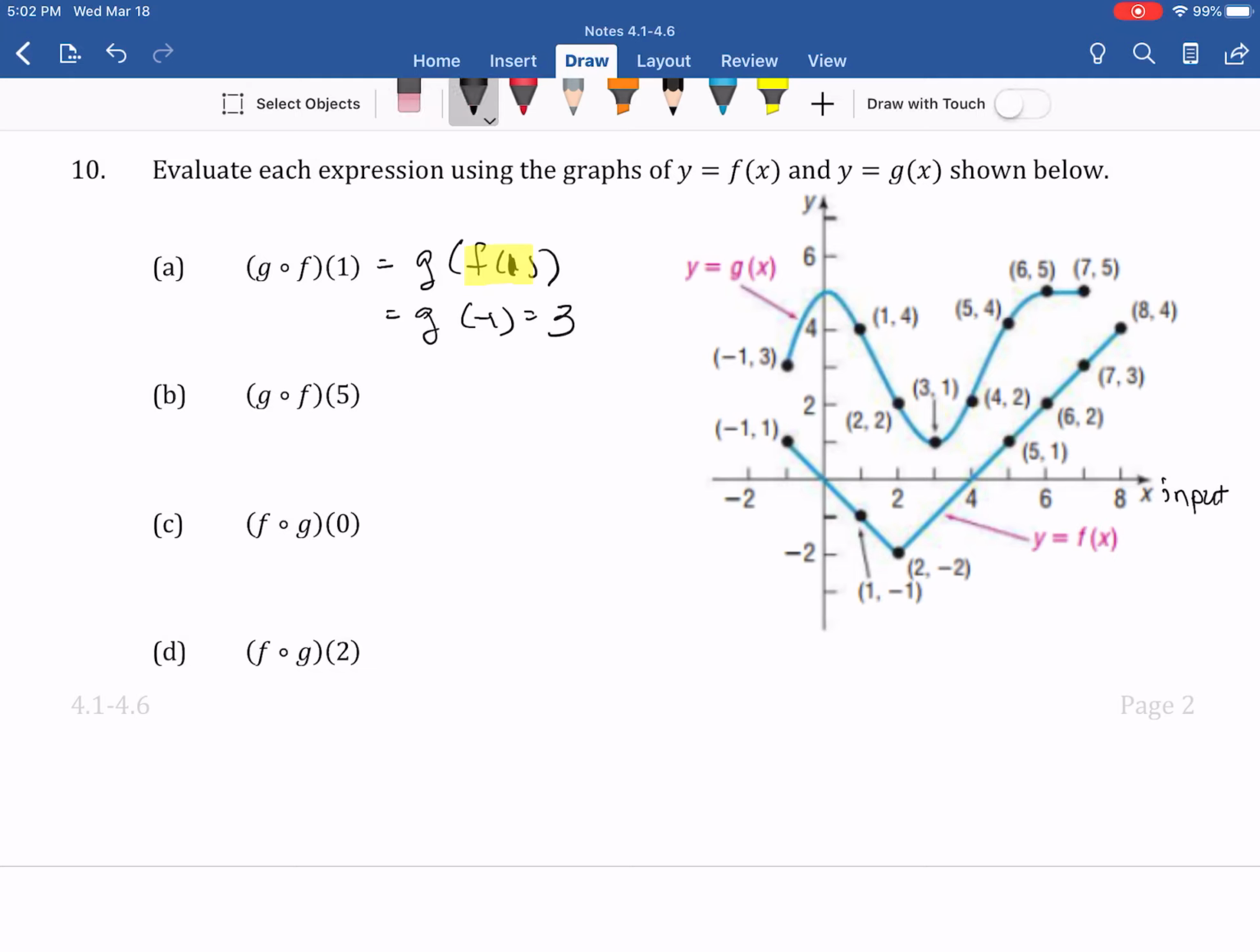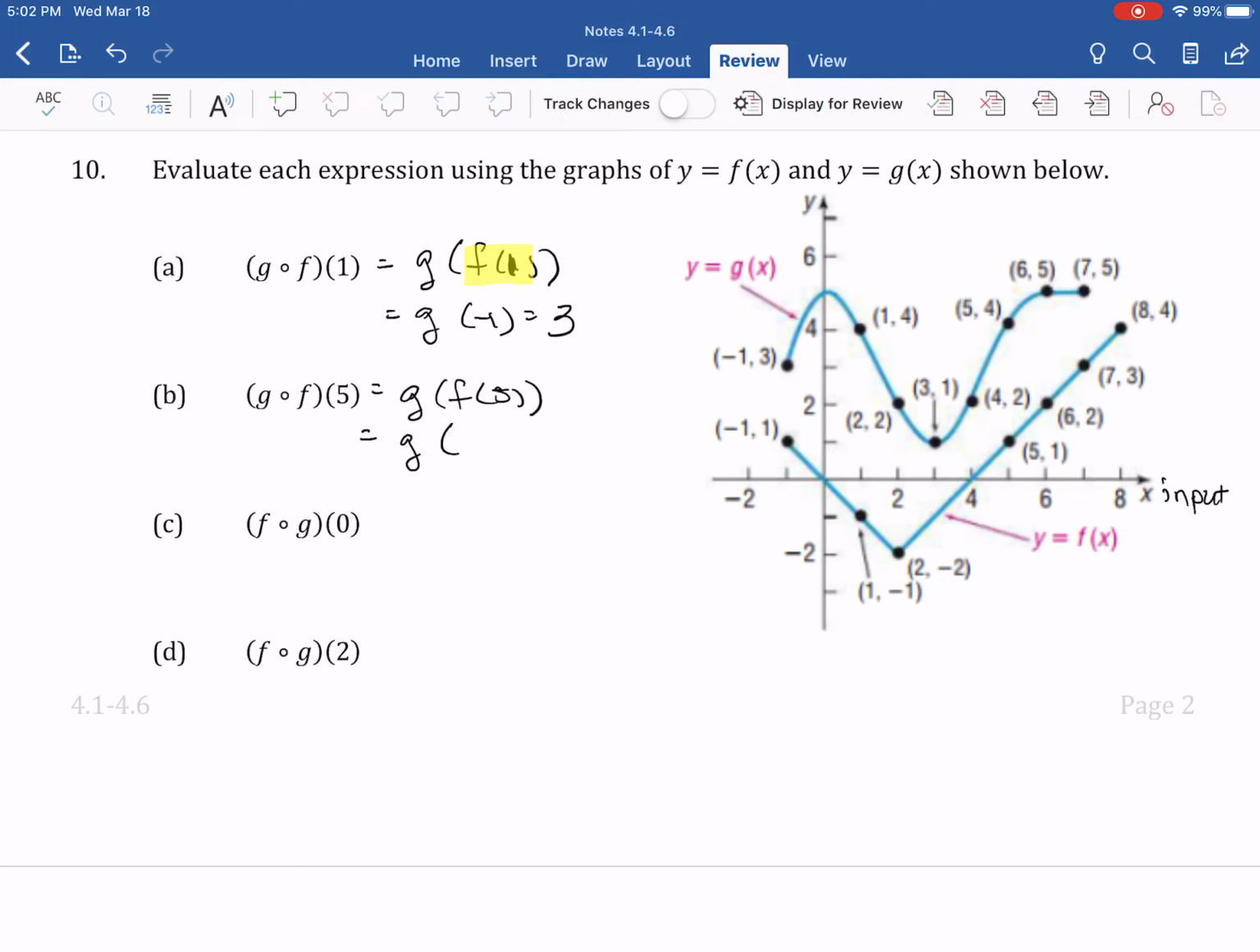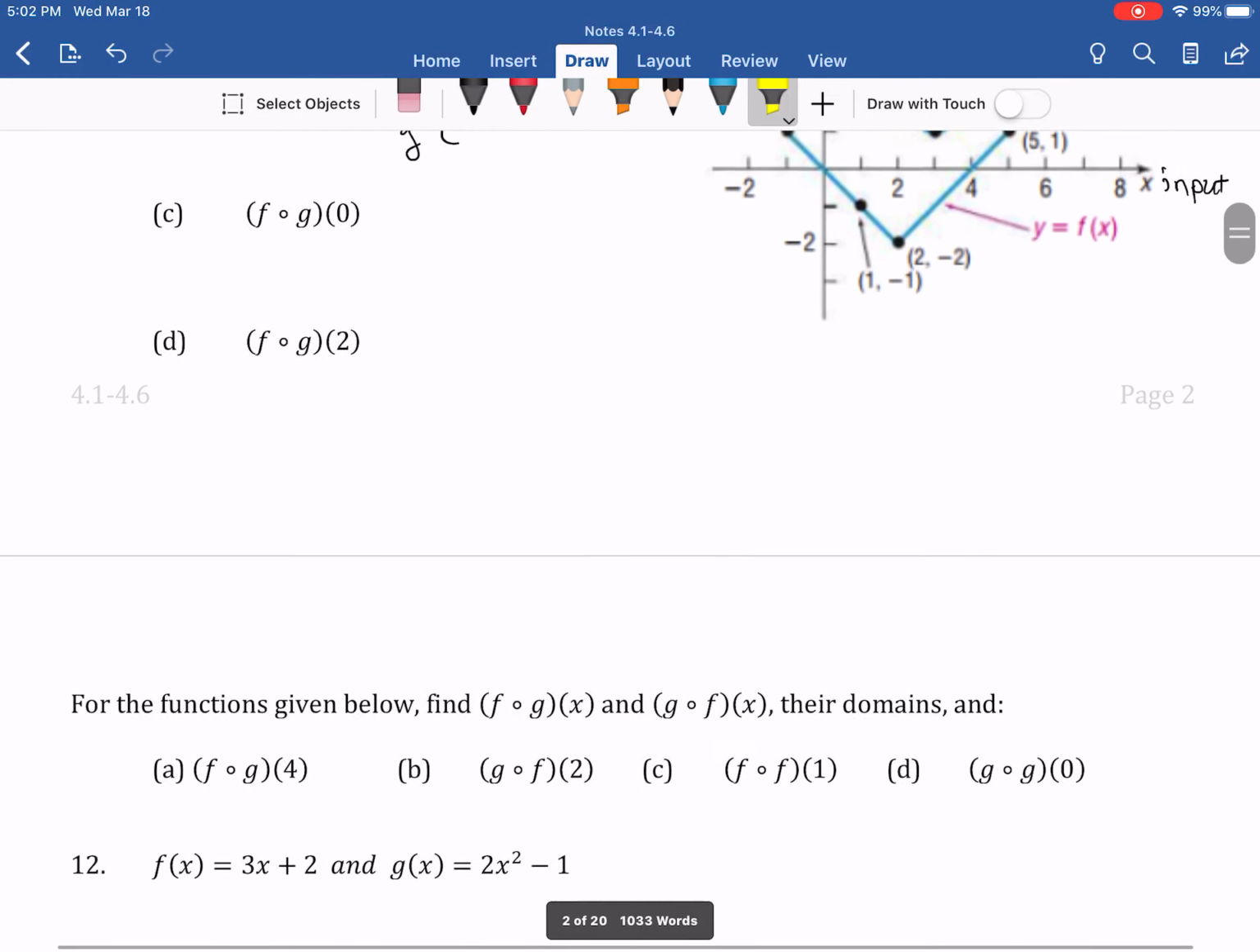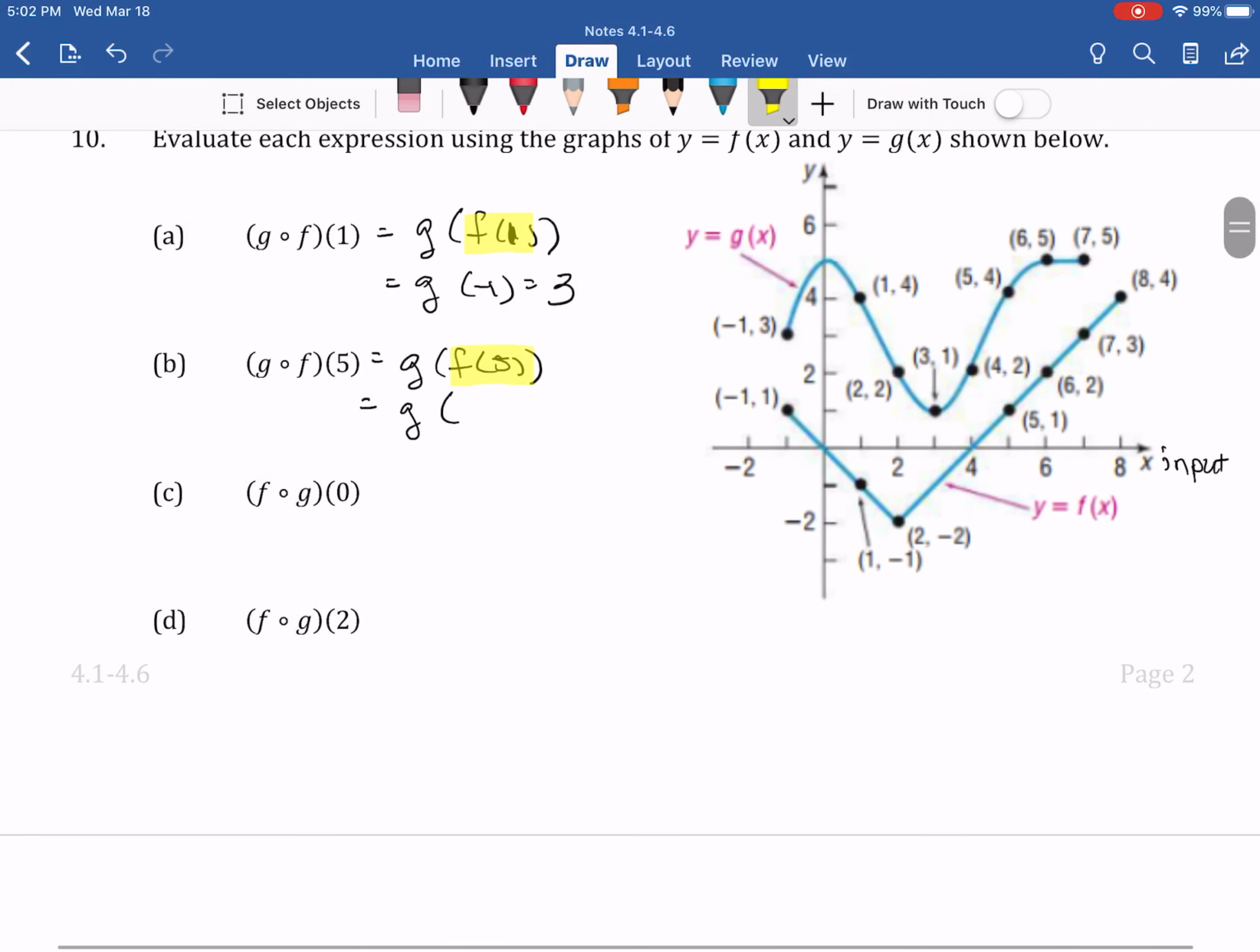Example B, find G of f of 5. F of 5 comes first. I'm going to calculate f of 5. There it is. Find f of 5 by locating 5 as your input value here on the x-axis. Here's 5. Go to function f. Remember, that's the V-shaped function. Go to function f, and the output value that corresponds to 5 as the input is your solution. So that's equal to 1.